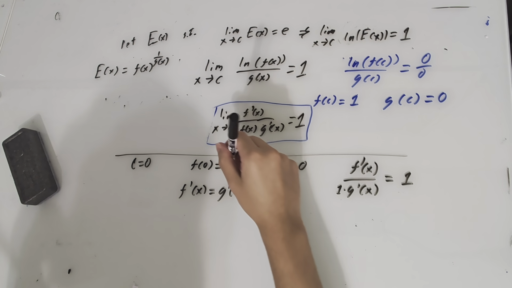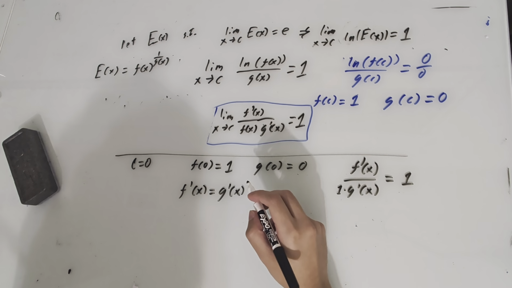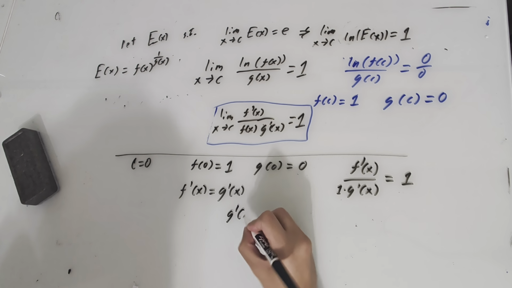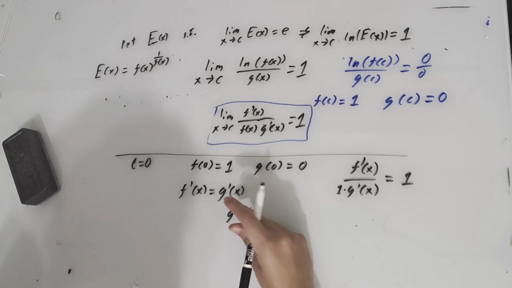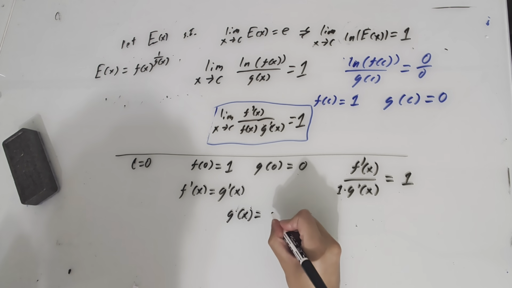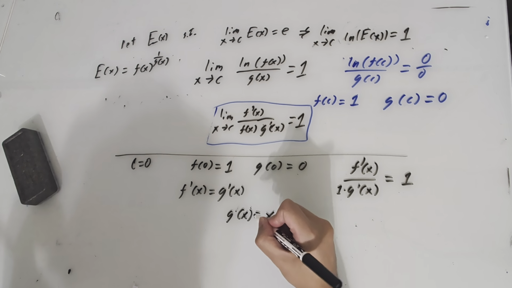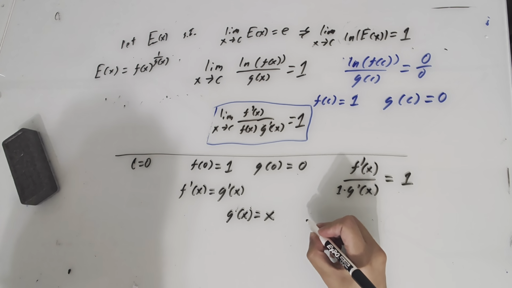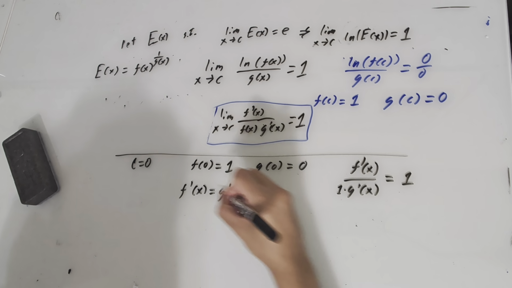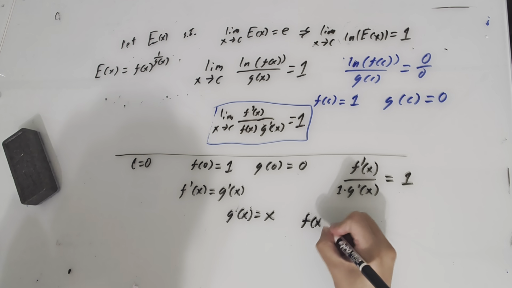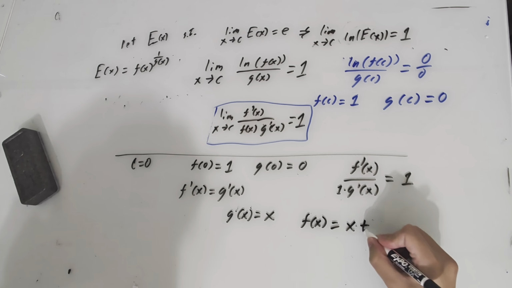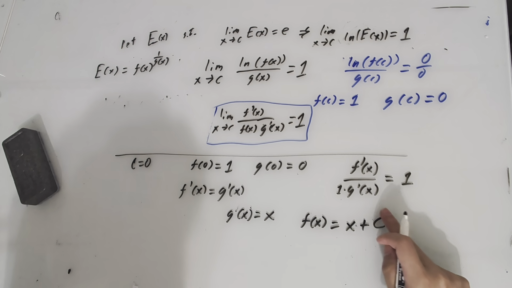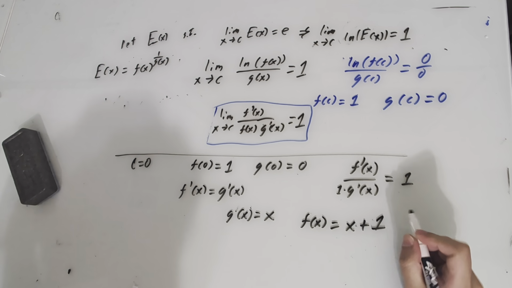Okay, if we follow these rules, let's say that g of x equals x. That means that if we plug in 0, then we'll get 0. So this is satisfied. Okay, and if we want the derivative to be the same, f of x would have to equal x plus a constant, because that would disappear. At 0 it equals 1, so our constant here equals 1.